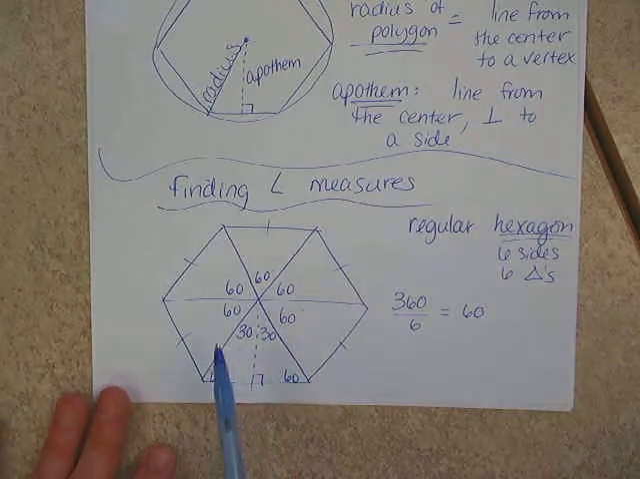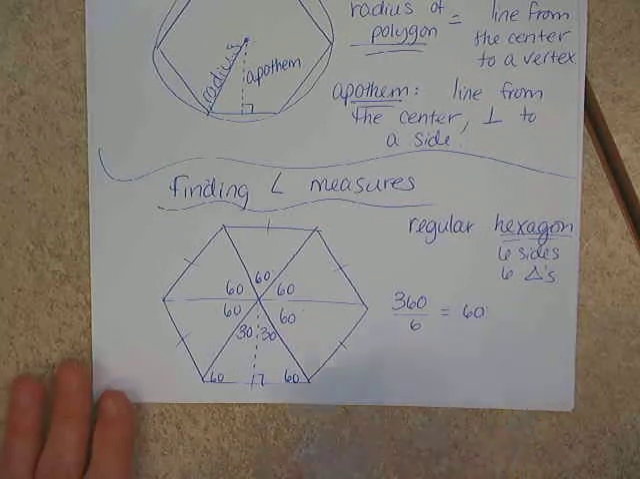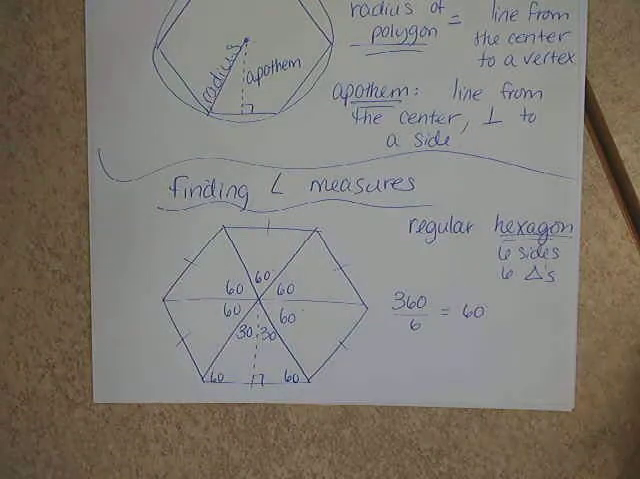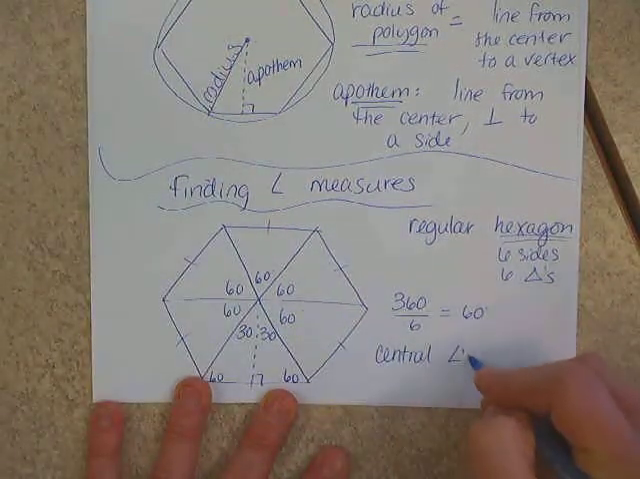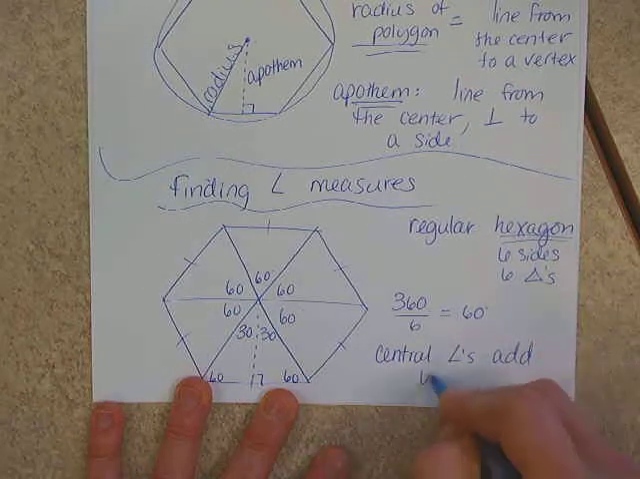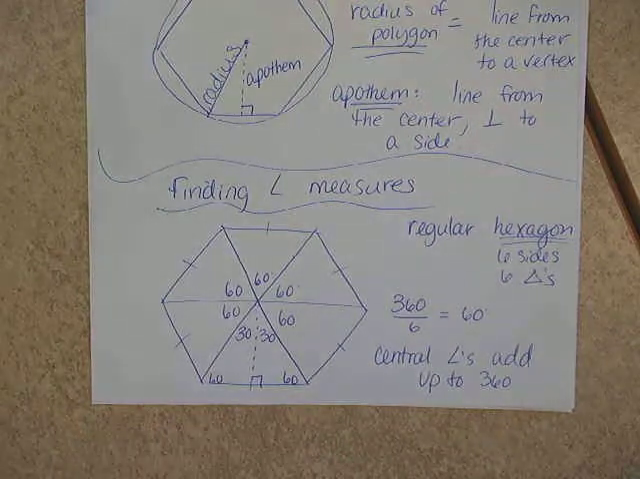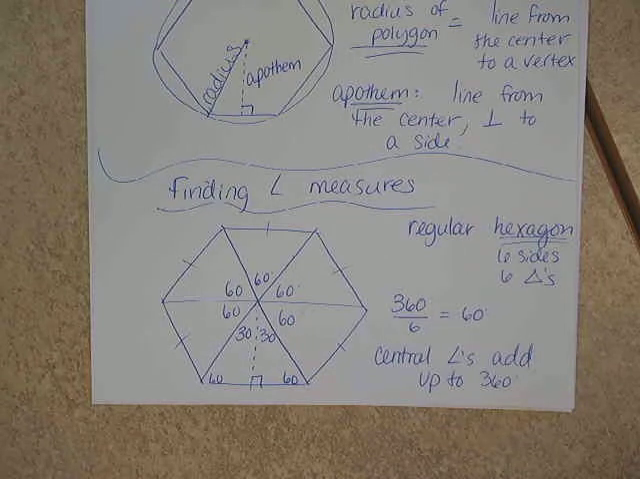If they weren't a 30 or a 60 or a 45, if you didn't get one of the special angles, you could still find the angles. They just might not be one of the special right triangles. Just to show you, that is where you'd use trig instead. But we're not going to do that in this case. So you might want to make a note in case you look back at these. Your central angles add up to 360 degrees.